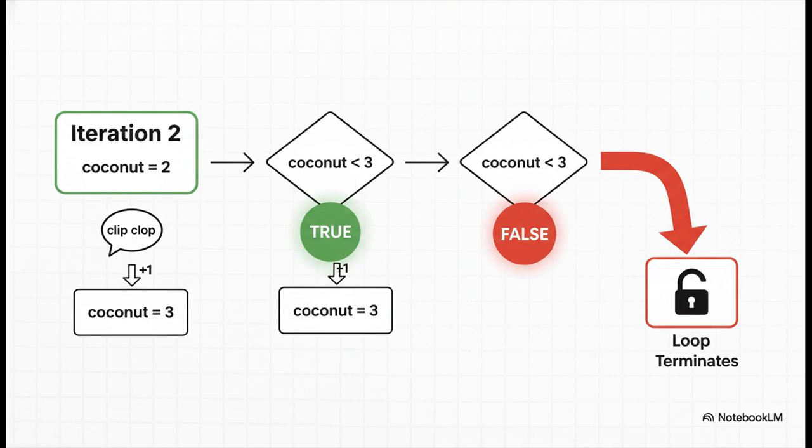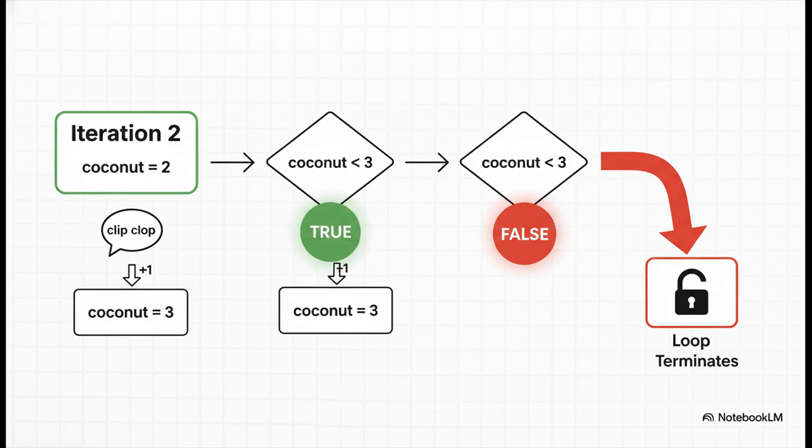Now coconut is 1. The computer checks. Is 1 less than 3? Yes, it is. So it prints clip-clop again and updates coconut to 2. Back to the top. Is 2 less than 3? You bet. So it prints again and updates coconut to 3.